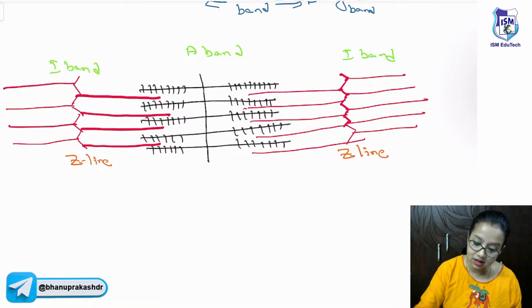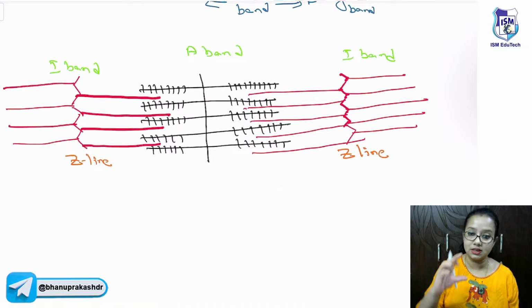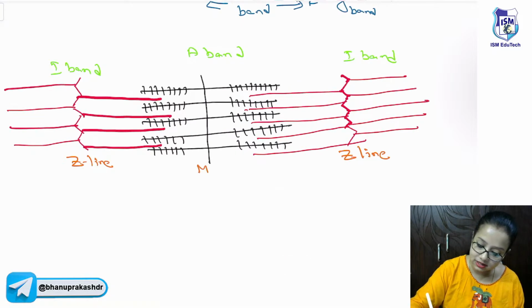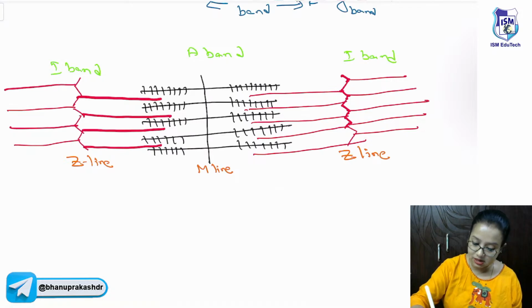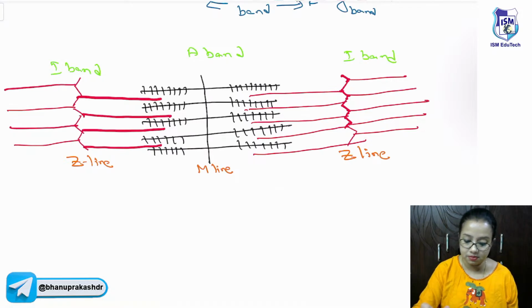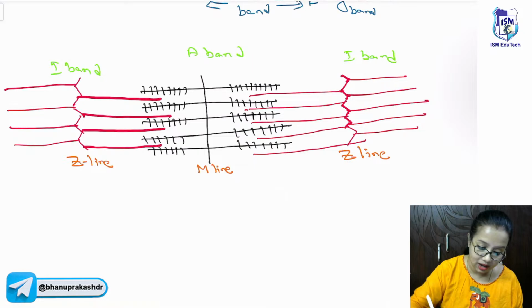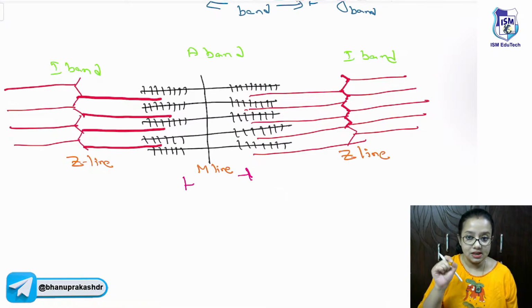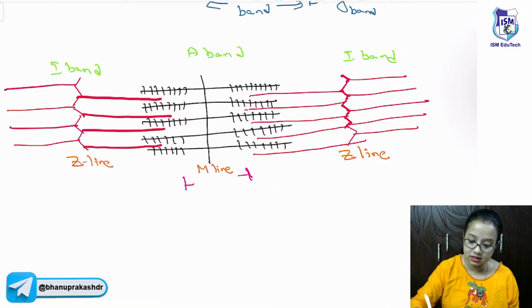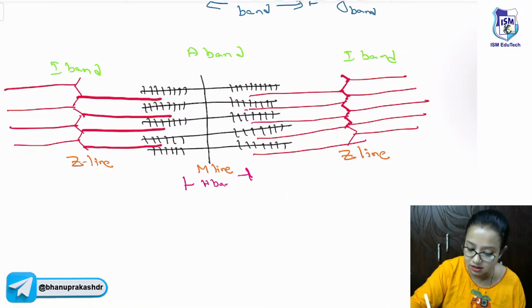Now in the A band, in the middle of the A band, there is the very thick region, the thickest region in the A band that is kind of bulging out. It is called the M line. The single line that we are seeing is called the M line, which is very, very thick. And on either side of the M line, there is a relatively lighter region, which is called the H band.